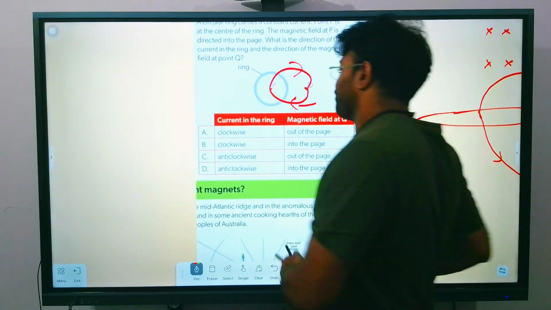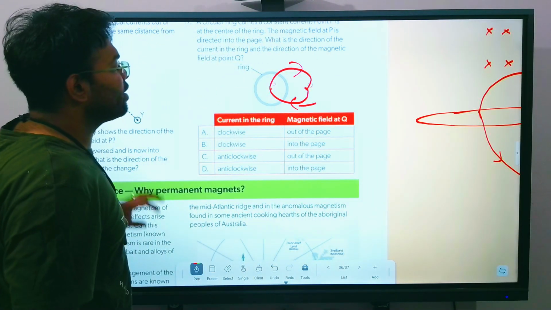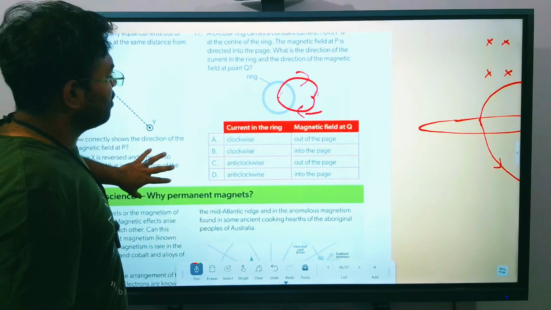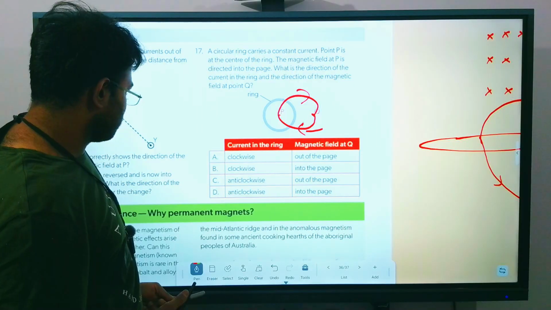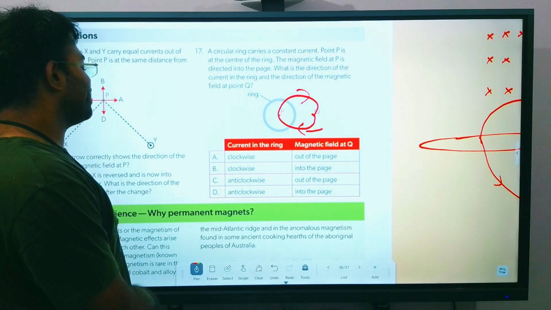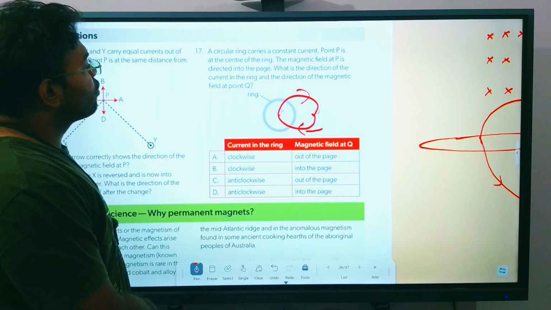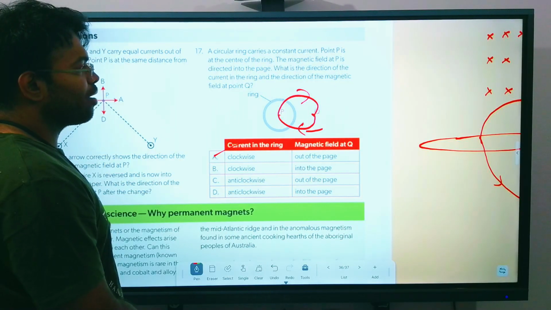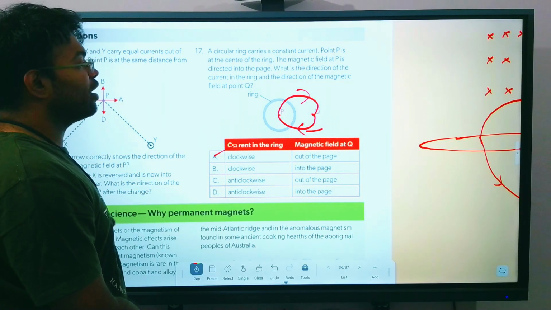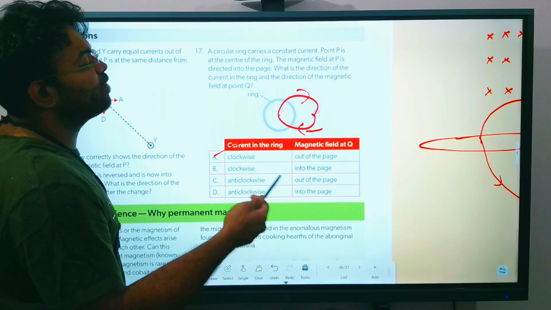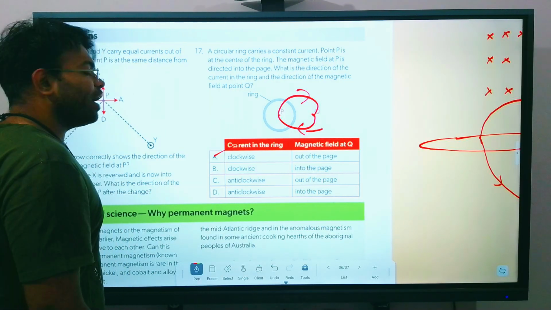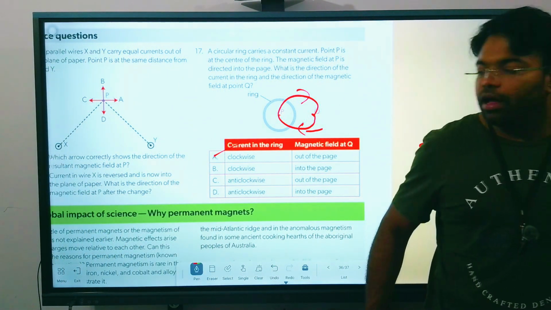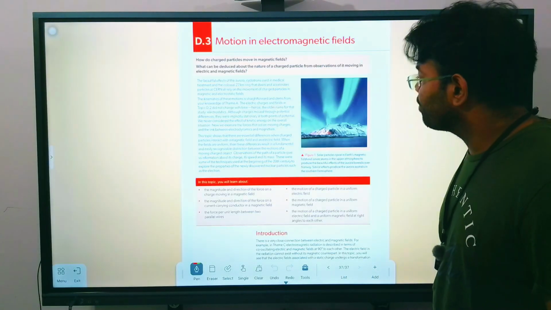Okay. Next. Current in the ring and the magnetic field. Wait, what does it mean? What is this? Oh, they have given us options. It's an MCQ based question. So it will be a clockwise current and the magnetic field at point Q will be out of the page. Understood how we find these things? Okay, fine. So I think we have officially finished this chapter.